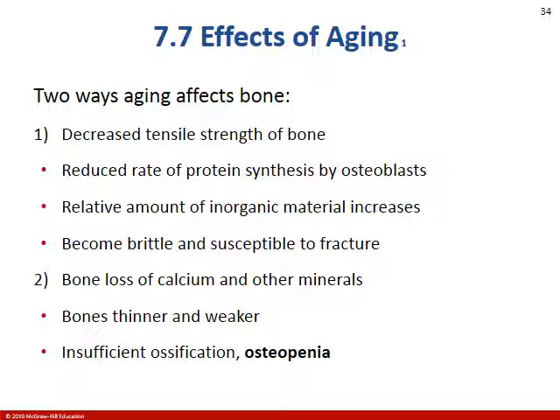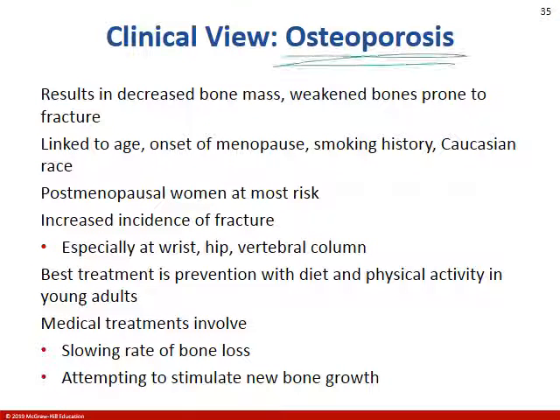As we get older, we're going to see insufficient ossification or osteopenia. That's bone loss. So your bones become thinner and weaker as you age. I'm sure we've heard of osteoporosis or spongy bone, right, or porous bone. Basically, these are weak bones that are prone to fracture. You have decreased bone mass. It's linked to age, so you're usually older.